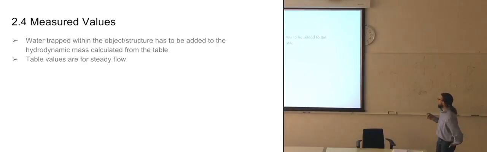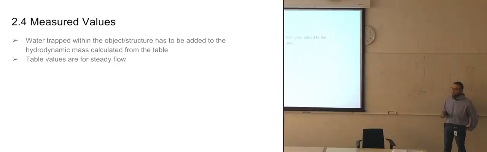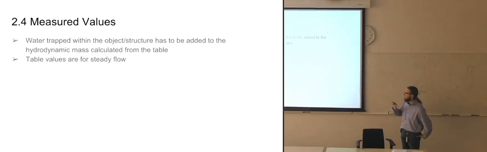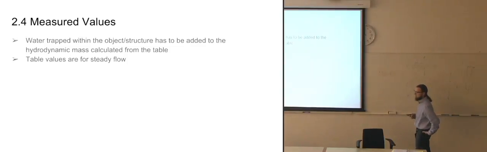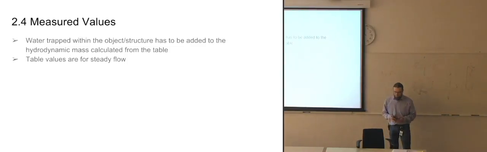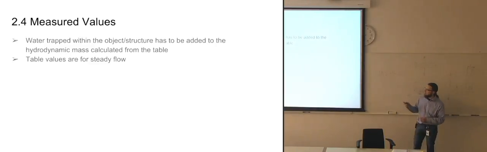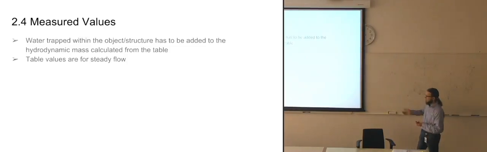And one thing we need to mention is that all of the table values that we looked at and everything that's in the recommended practice from DNV, all of those are for steady flow. So nothing of it is for turbulent flows. So that was the aim of my bachelor thesis, was to be able to figure out a way to use the software to calculate coefficients when we had a turbulent flow instead of a steady flow. We never got that far.